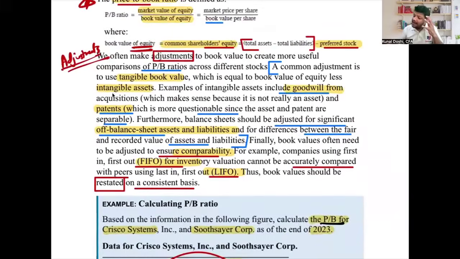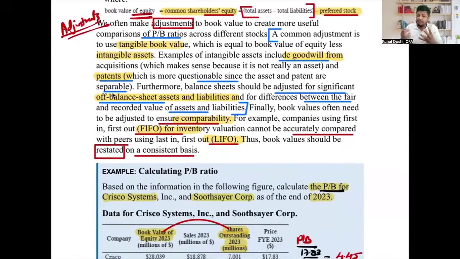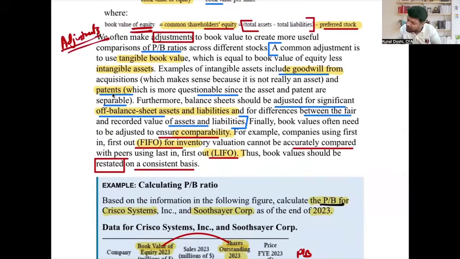They have said that you might have to do some common adjustments in real life. For example, you will have to do something related to those intangible assets. What are we supposed to do? As an analyst, you might adjust anything related to it, for example, adjustments to book value to create more useful comparison. A common adjustment is to use tangible book value and exclude the intangibles, especially anything related to goodwill, because you cannot monetize goodwill. So anything related to goodwill on the balance sheet or impairment of goodwill in the income statement needs to be adjusted.